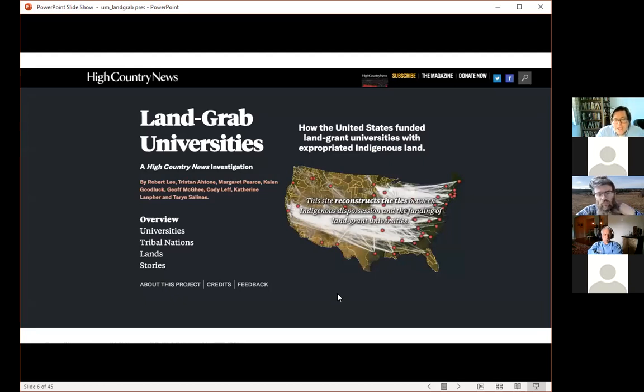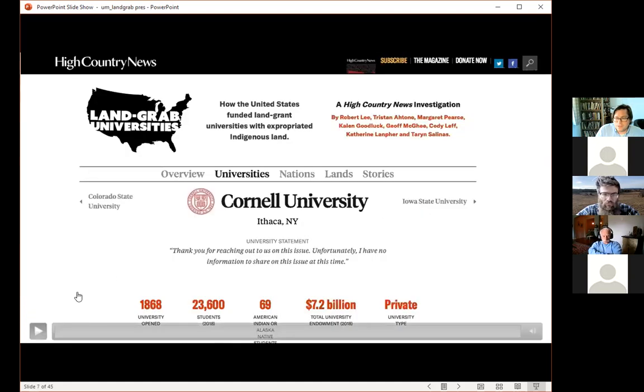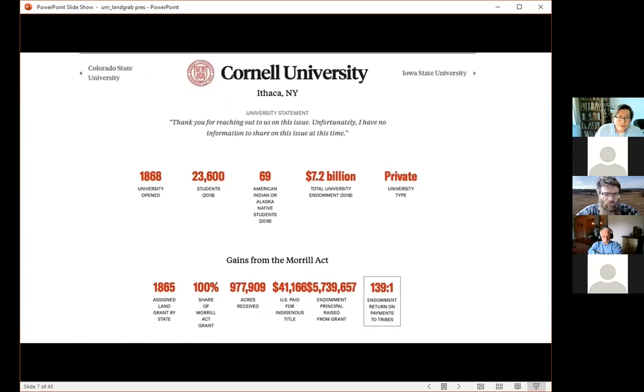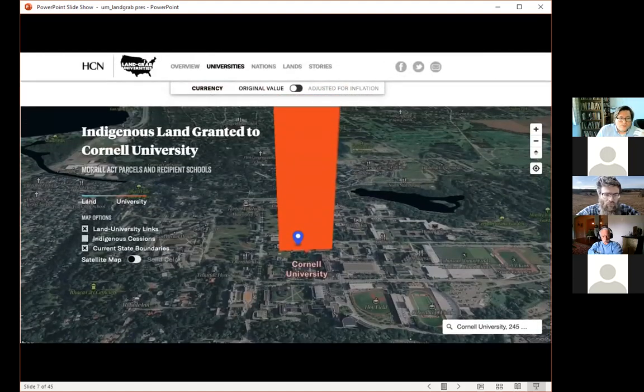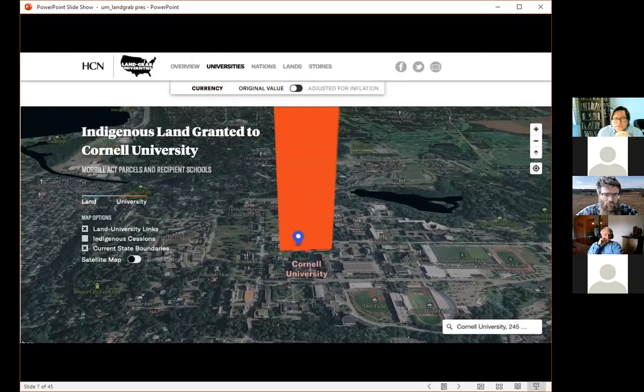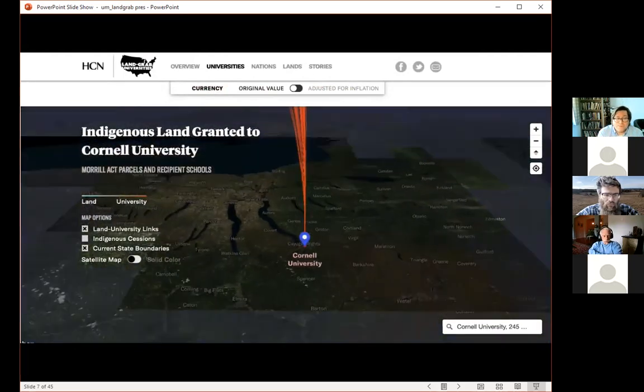Now, we also wanted to make the data we collected available to anyone, even if they're not tech friendly. So we built this website to give access to the full data set, so you could explore it on your own and see what's there. Now, let me play this video here. So you have these university pages, like this one, Cornell, that you're looking at. They give you a lot of information, things like the founding date, the student enrollment, how many acres a university received. But most importantly, you can play with the maps that we put together.